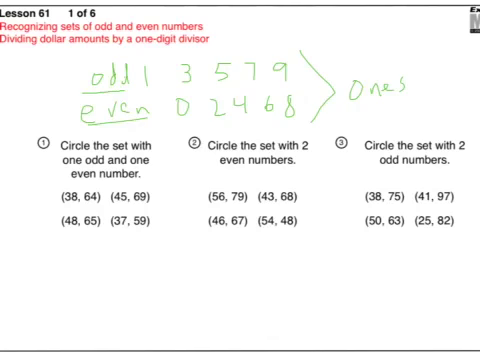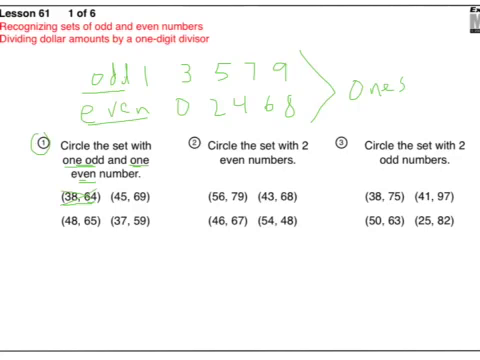And here we go with number 1. It says circle the set with one odd and one even number. The hardest part about this is just following the directions. So we're looking for a set that has one odd and one even. Let's take a look at the first set, 38 and 64. Well, 38 because of the 8 is an even number. 64 because of the 4 is also an even number. We're not looking for two even numbers, we're looking for one odd and one even.